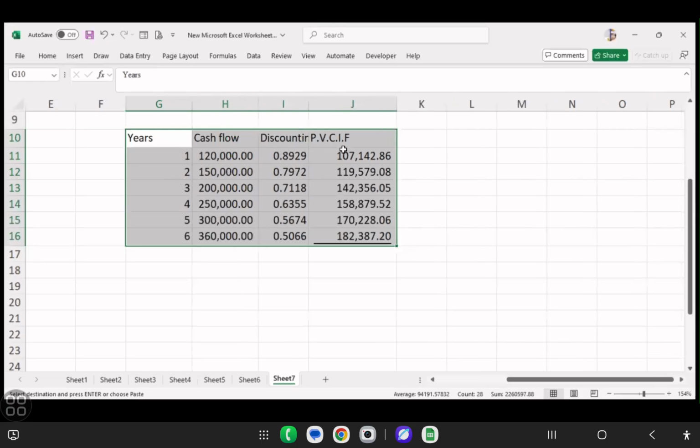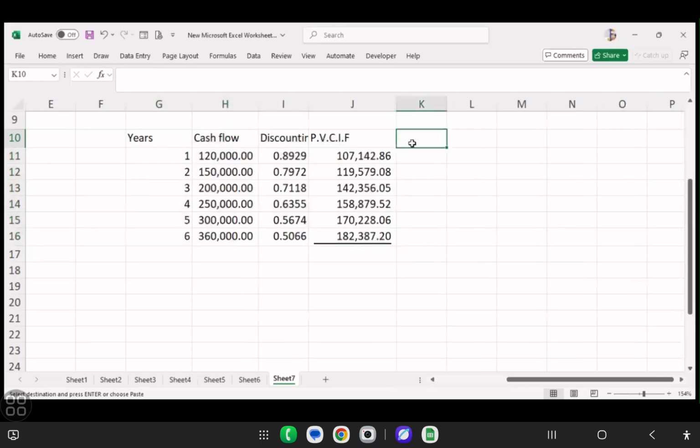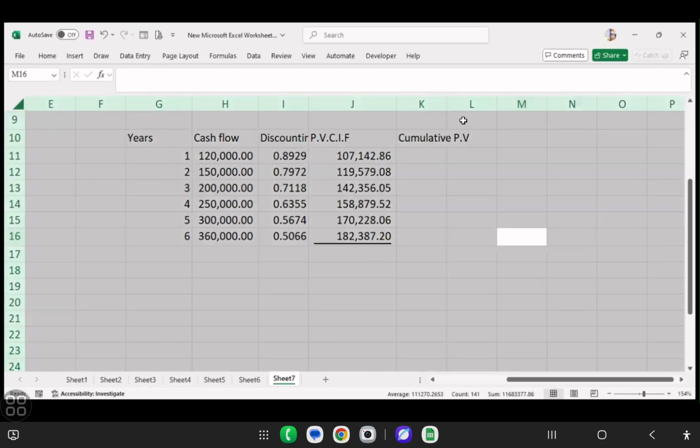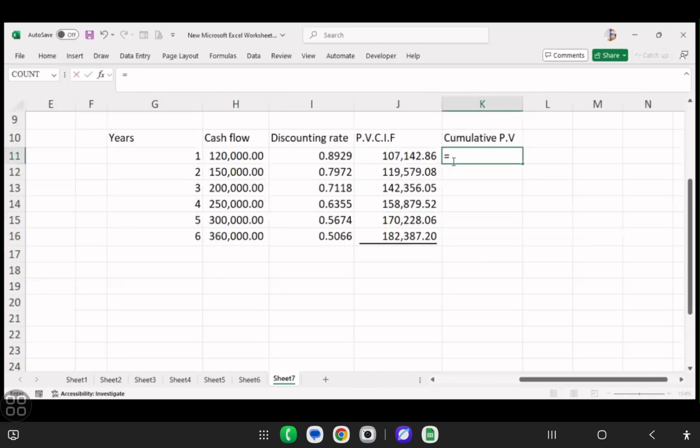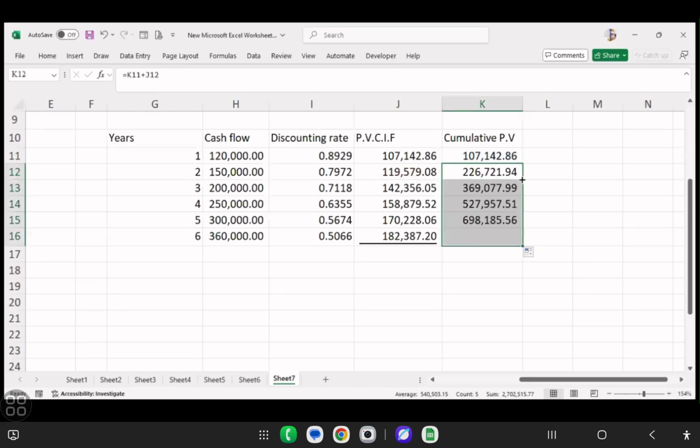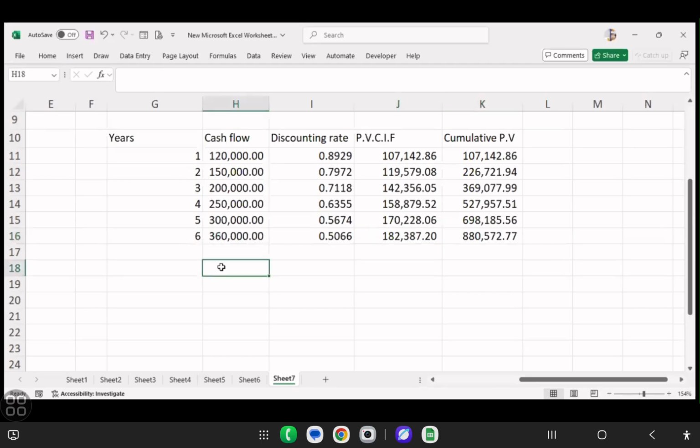I have the cash flows. I have the present value of the cash inflows. Here I have cumulative PVs. For year 2, it is equal to this plus this, and we cumulate them that way. Then we can have a summary here.